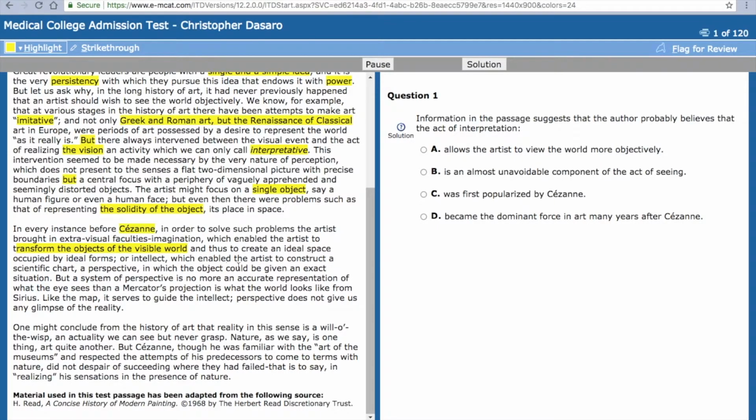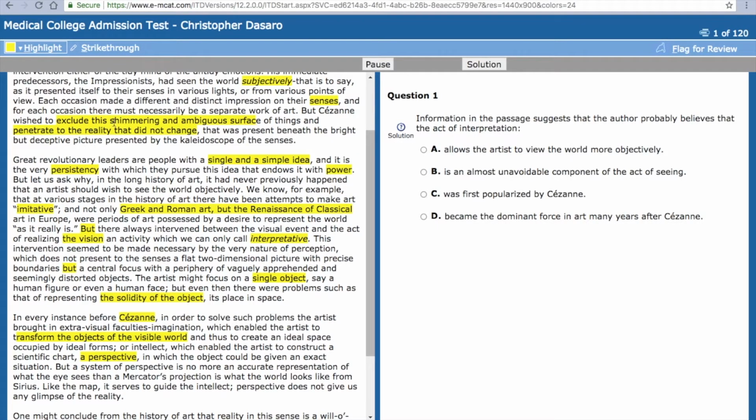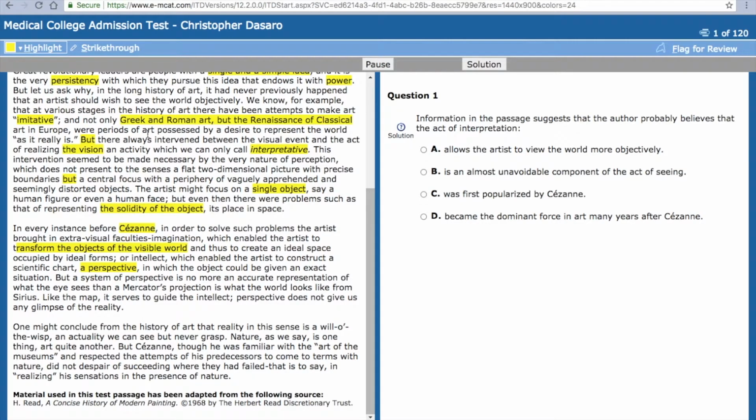Or intellect, which enabled the artist to construct a scientific chart, a perspective in which the object could be given an exact situation. I'm going to say perspective is the most important phrase there because it coincides with the rest of the passage. I'm not exactly sure what they're getting at with the rest of that, but you don't need to understand the whole passage word for word. You just need to understand really those 4 points I gave you before. So I think this somewhat allows me to get that.